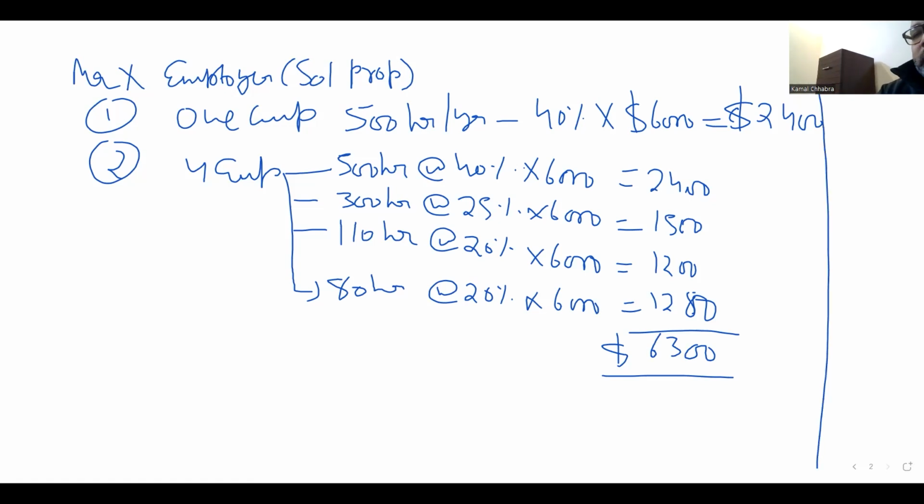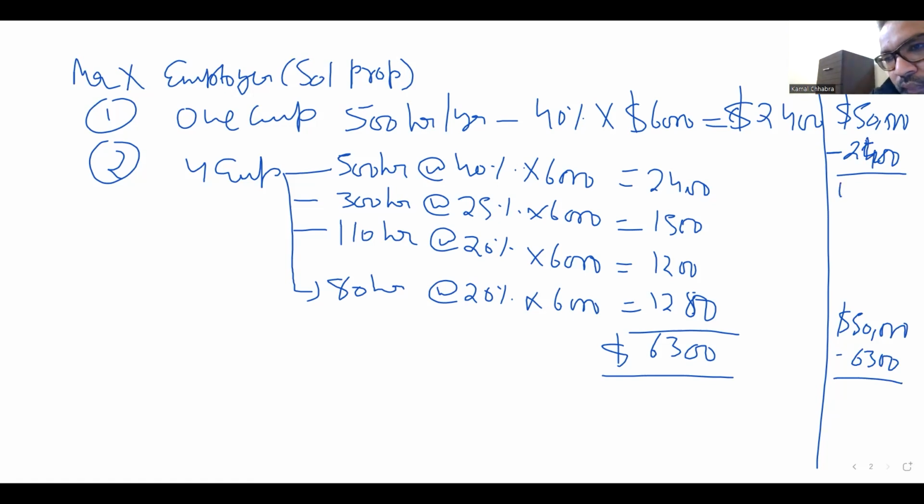Whereas my salary cost, let's say, is $50,000. So then I need to reduce 2,400 from salary cost in the first case, and I need to reduce 6,300 from salary expense in the second. How much is the salary expense? 50,000 minus 2,400 is 47,600. And the other is 50,000 minus 6,300, which is 43,700. Have I done the math right?